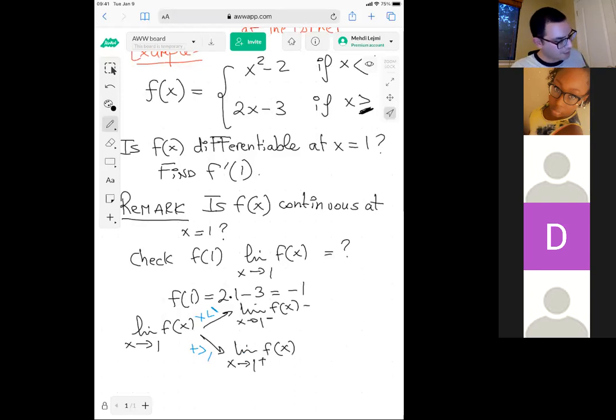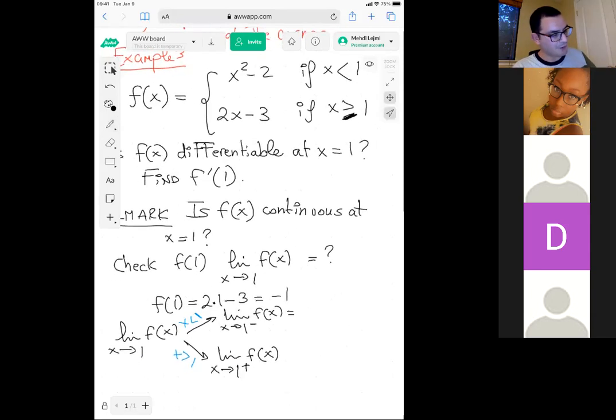So if x approaches 1 from the left, I mean, if x is less than 1, then of course we're going to use the first equation, right? That's when x, as you can see here, is less than 1. So we're going to use the first equation here. So that's the limit as x goes to 1 from the left of x squared minus 2.